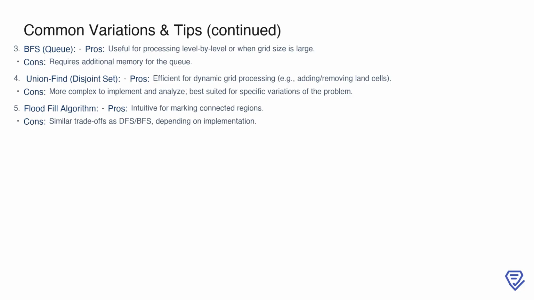The union find algorithm, or disjoint set, is also worth discussing. It's highly efficient for dynamic grid processing, such as when land cells are added or removed during the problem. That said, it's more complex to implement and analyze, so it's best suited for specific variations of the problem. Finally, the flood-fill algorithm is an intuitive way to mark connected regions, and its trade-offs are similar to those of DFS and BFS. The choice of algorithm ultimately depends on the problem's constraints and what is being optimized, whether that's runtime, memory, or implementation simplicity. By understanding these alternative approaches and their trade-offs, you'll be well prepared to tackle this problem and its variations effectively.